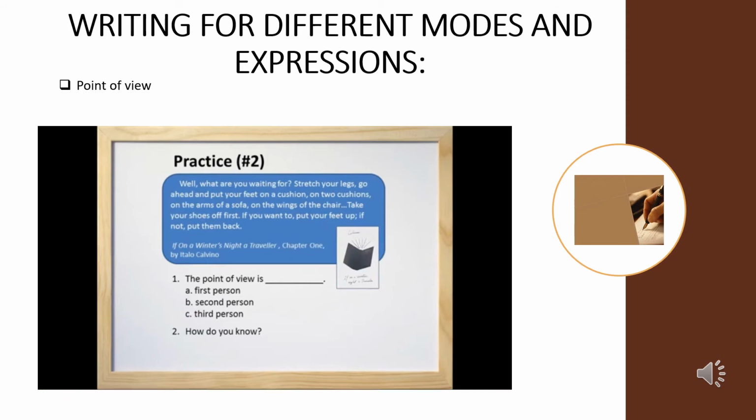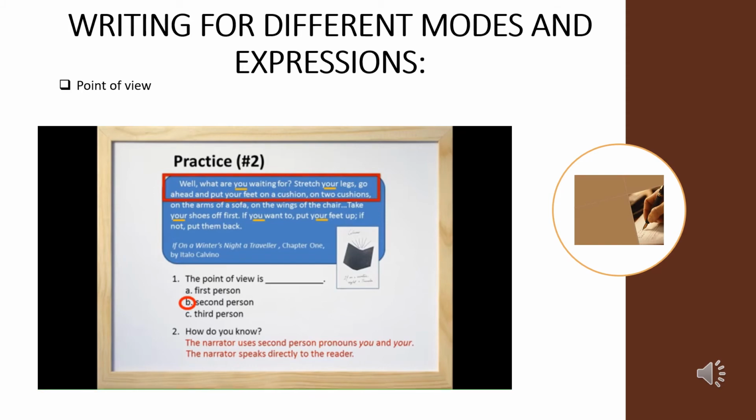Practice number 2. Question 1. The point of view is second person. Question 2. How do you know that? First, the narrator uses second person pronouns you and your. Here they are. And secondly, the narrator speaks directly to the reader using these pronouns.